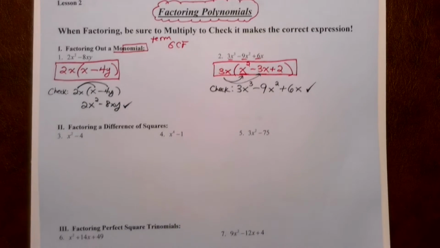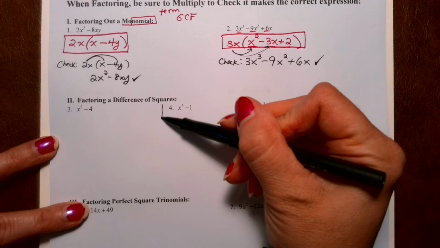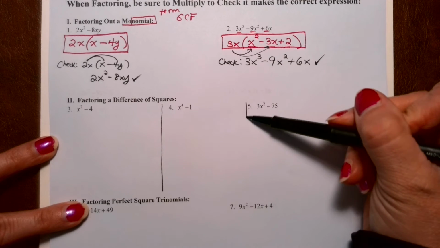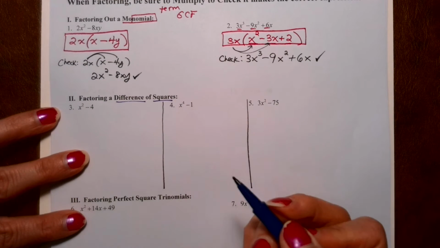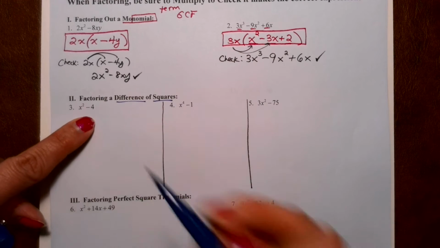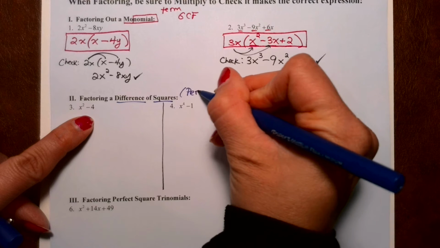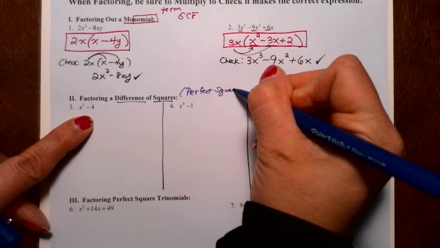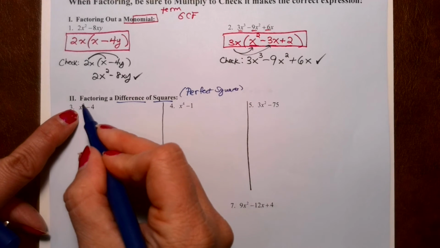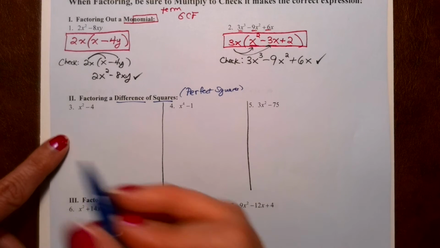Second type of factoring. How do you factor a difference of squares? I'm going to divide up my paper here just so that I don't smush these 3 together. When you have a difference of squares, I think we looked at this when we were multiplying, it's going to have 2 terms. Sometimes people call this a difference of perfect squares. That means that the thing in the beginning is a perfect square and the thing at the end is a perfect square. So this is how you do it.